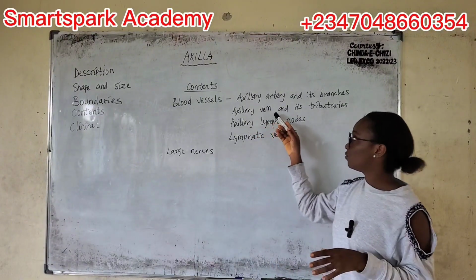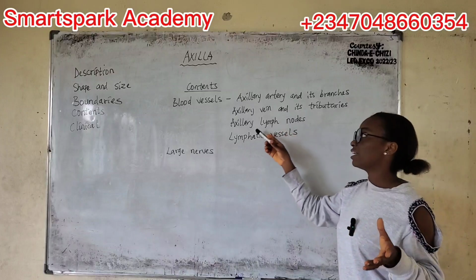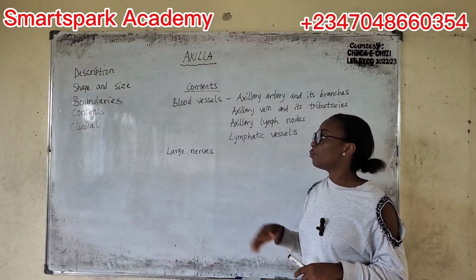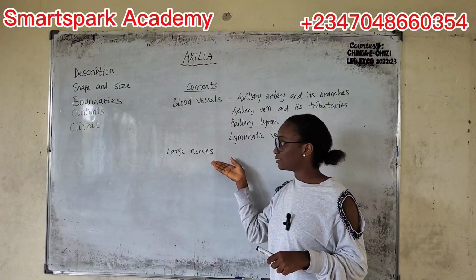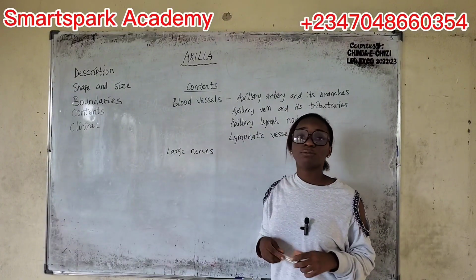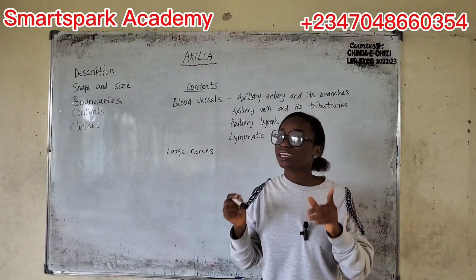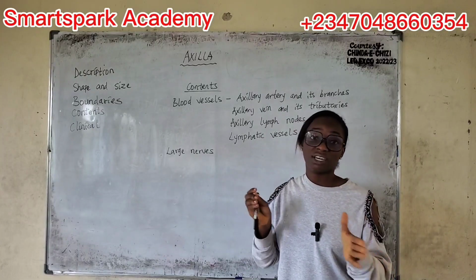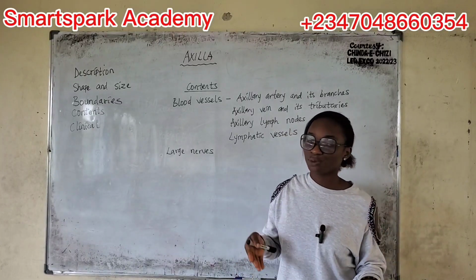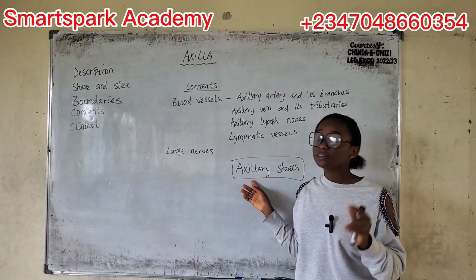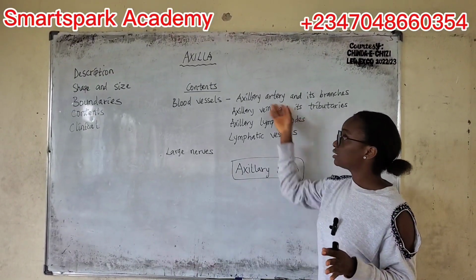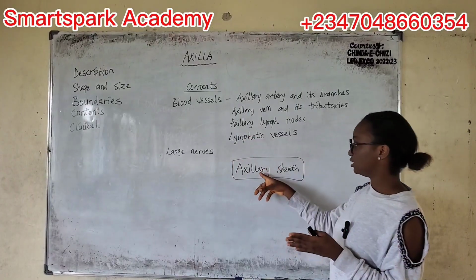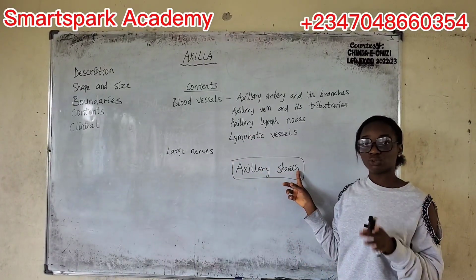We have the axillary vein and its tributaries. We have axillary lymph nodes. We have the lymphatic vessels. We also have large nerves. These large nerves make up the branches and the cords of the brachial plexus. Now this brachial plexus is another important anatomy topic. It's on our channel, so please do well to watch it. It is important to note that these neurovascular structures I just mentioned are all ensheathed in the axillary sheath. Please note that.